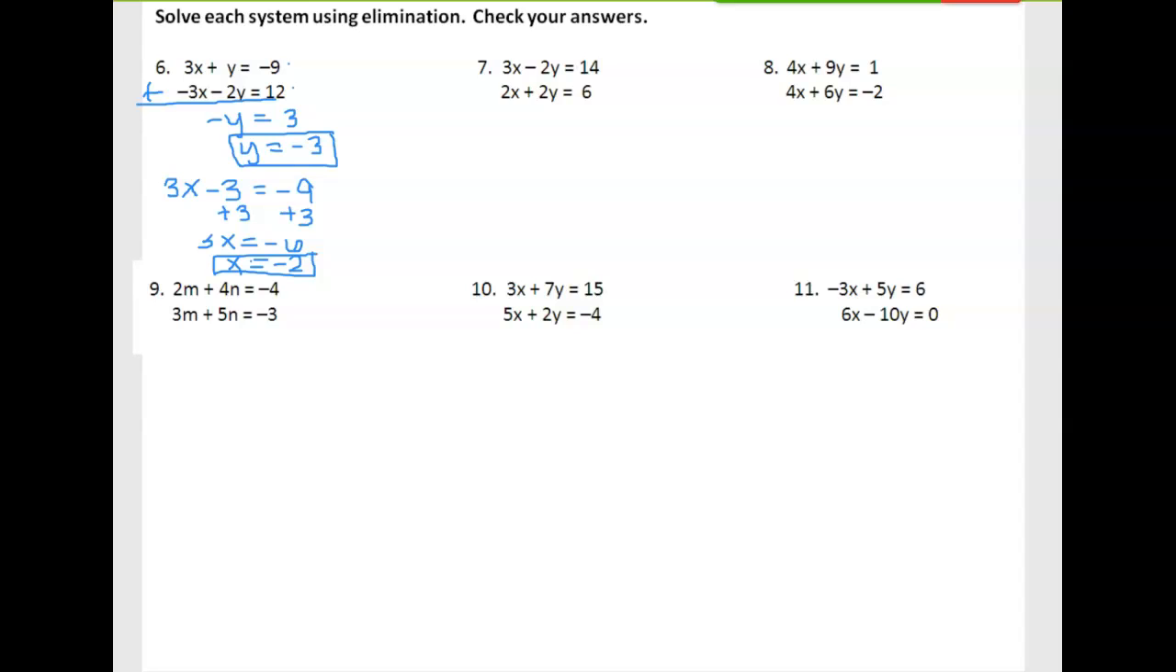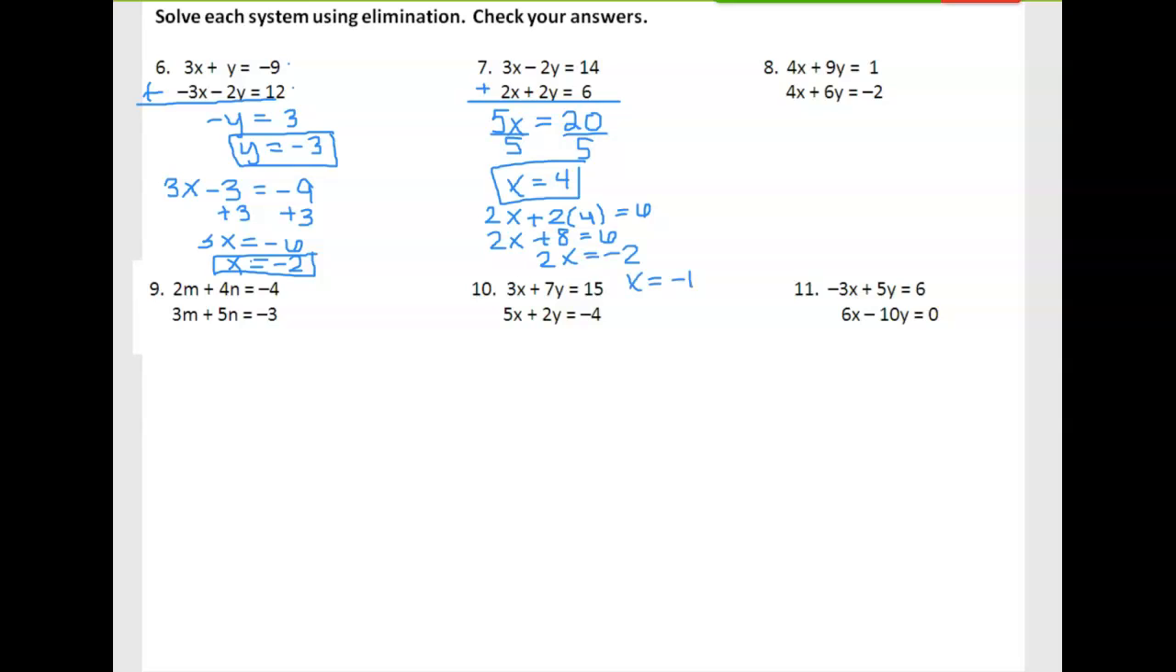Okay, number 7, add those two together. 5x equals 20. Divide by 5, x equals 4. And then you take x equals 4 and you plug it in. So let's plug it into the second one this time. And you get x equals negative 1.